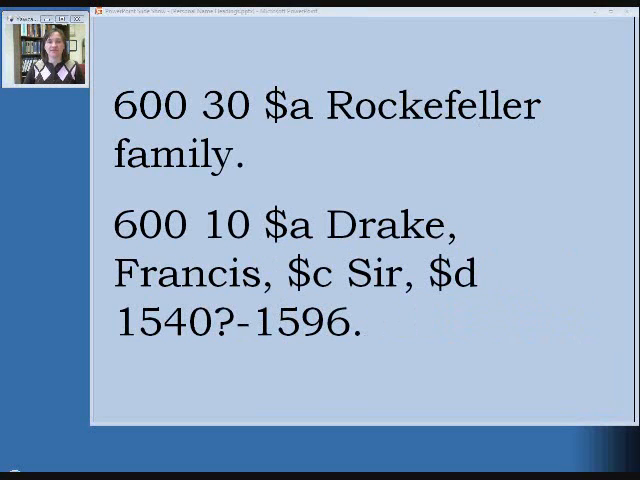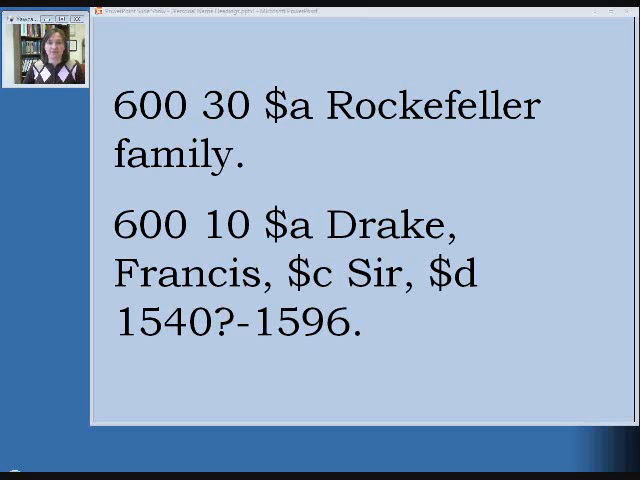In this example, you'll see that, again, the 600 tag is used for a personal name. For the first time, we have a different indicator than 1. This first indicator is 3 because it's a family name. And the second indicator is still 0 because it's a Library of Congress heading. And Rockefeller family just goes in subfield A, and it doesn't have any qualifiers, so no other subfields are needed.